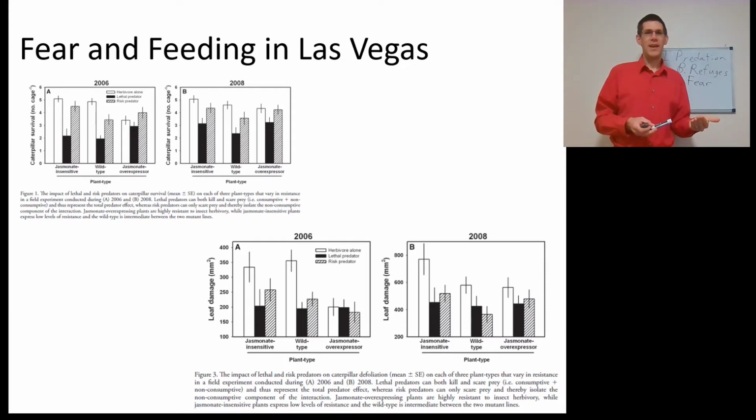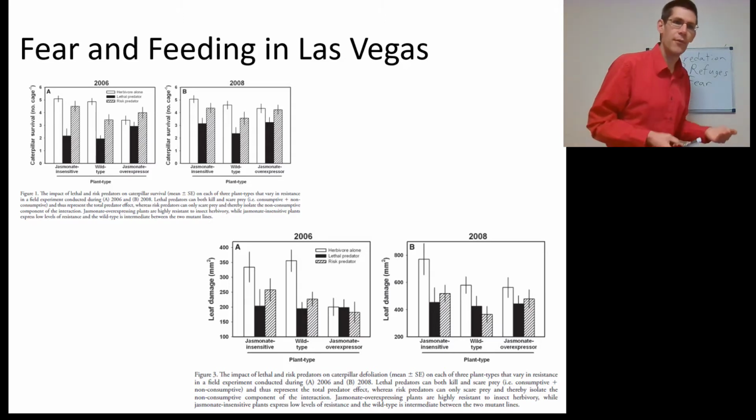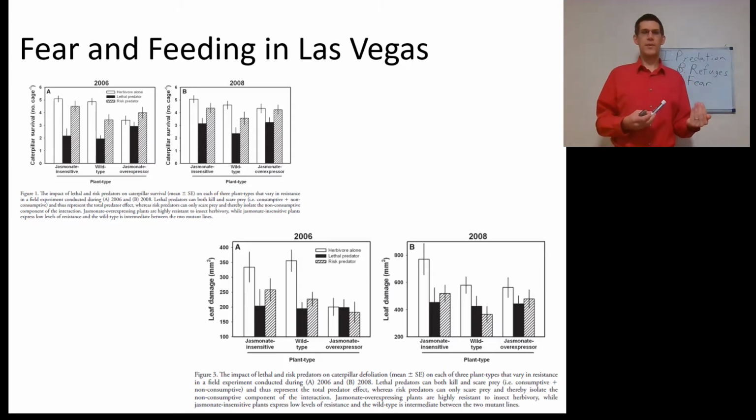So what you see is that caterpillar survival is relatively equal, not significantly different, I should say, when the risk predator is present versus when the herbivore is alone. When the lethal predator is present, of course, the caterpillar survival goes down. But the leaf damage for the plant goes down both in the presence of a lethal predator and in the presence of a risk predator. So a lethal predator and a risk predator will both bring the leaf damage down because the caterpillar spends more time being vigilant and less time feeding.